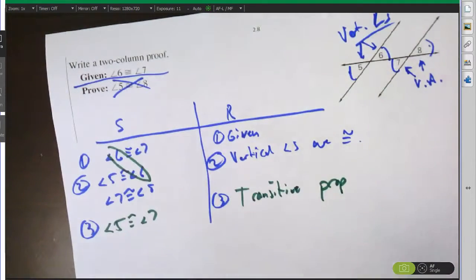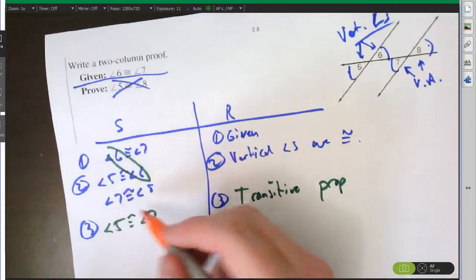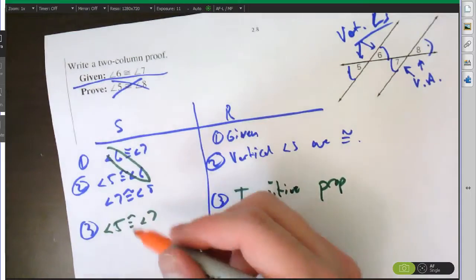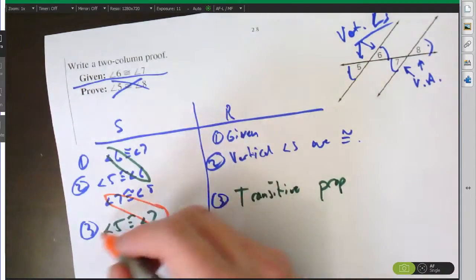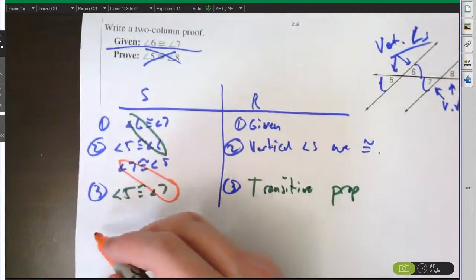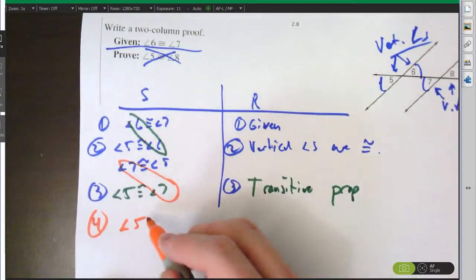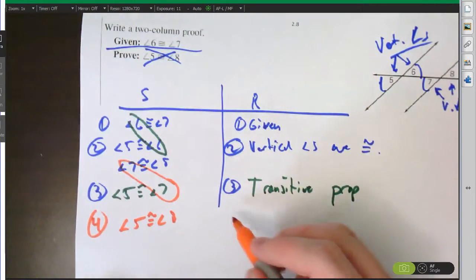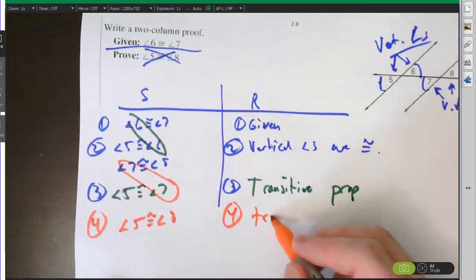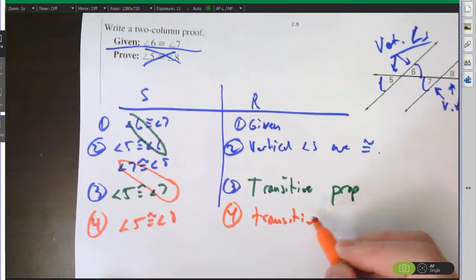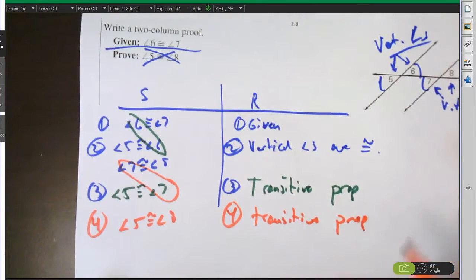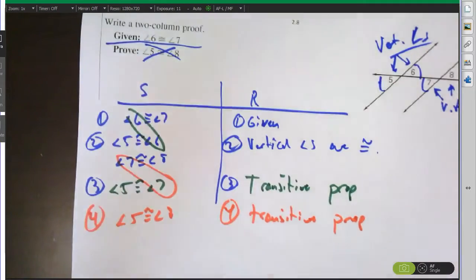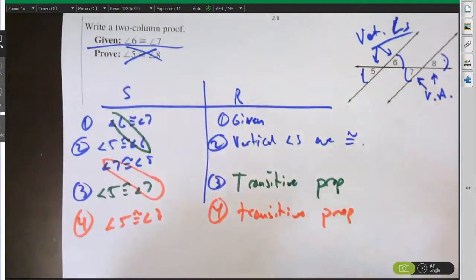And then once I've said that 5 is congruent to 7, I know 7 is congruent to 8. Well, how do I know that? If they're both congruent to 7, they'd be congruent to each other. So angle 5 is congruent to angle 8 by, again, the transitive property. And that's it. It'd be really nice if there was some kind of double transitive property. There isn't. It works between 3 things, not 5 or 4.